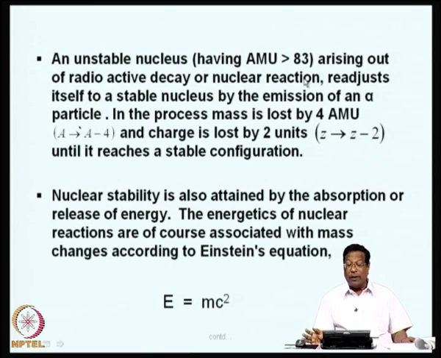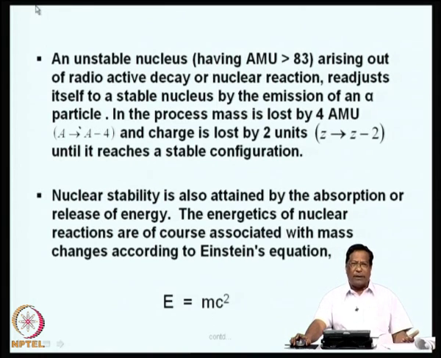So, what does radioactive decay or nuclear reaction do? It readjusts itself to a stable nucleus by the emission of a particle. In the process, mass is lost by 4 atomic units and the charge is lost by 2 units. That is, Z goes to Z minus 2 and atomic weight is reduced by 4 units until it reaches a stable configuration. Nuclear stability is also attained by the absorption or release of energy.